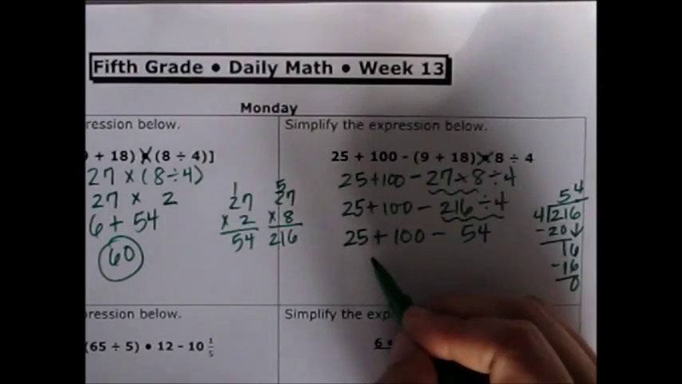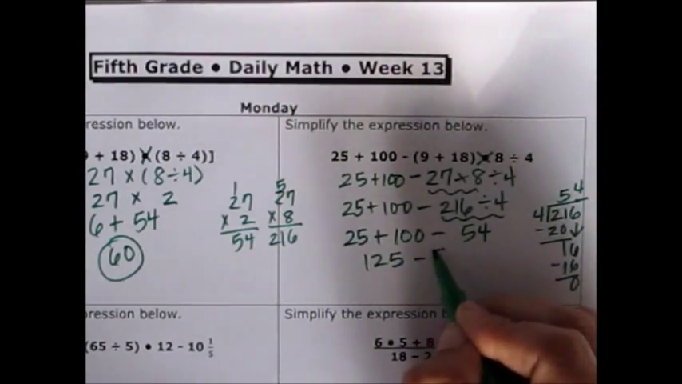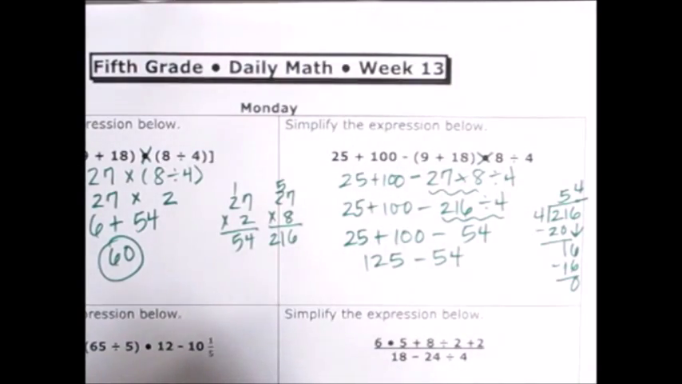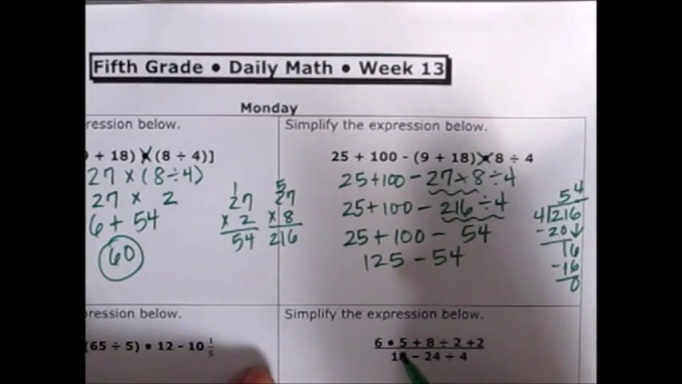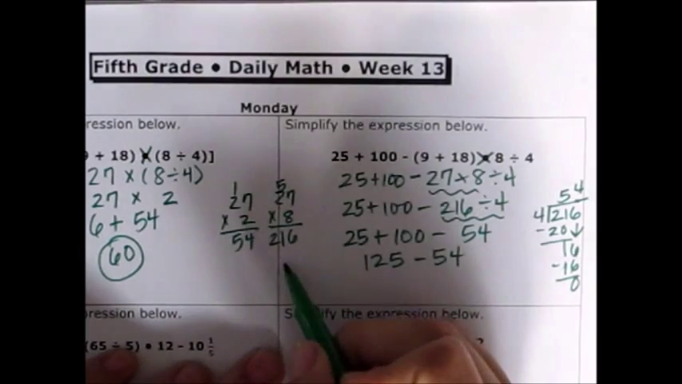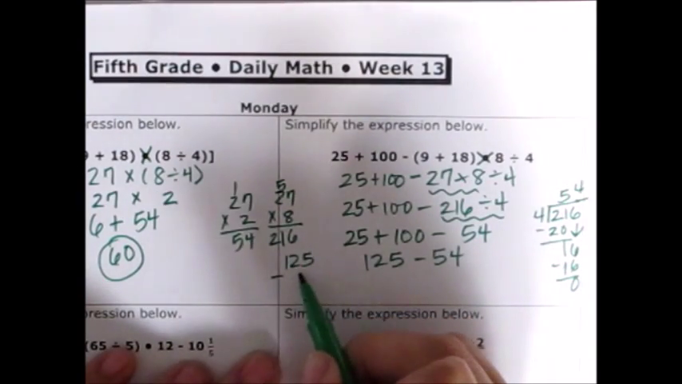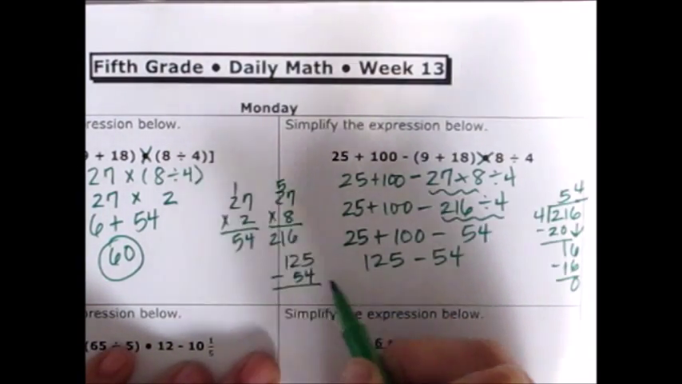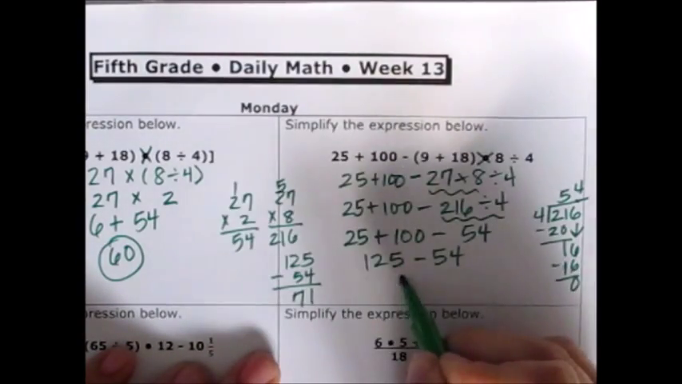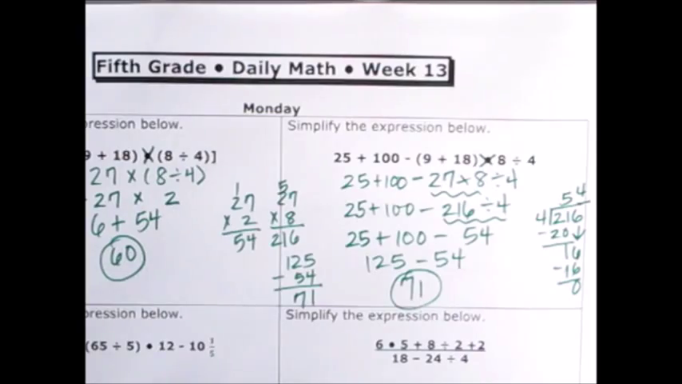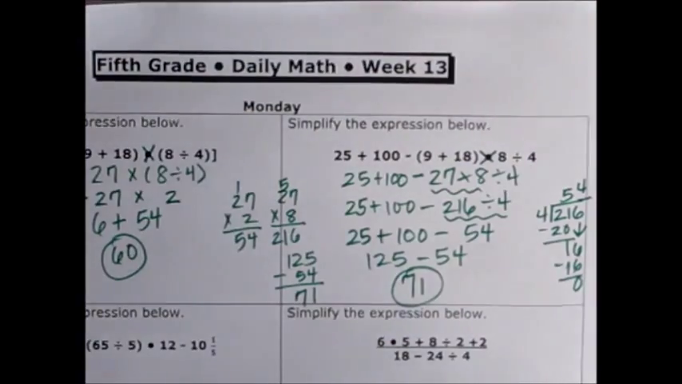25 plus 100. Okay. And then I'm doing my last one. 125 minus 54. 5 minus 4 is the 1. 12 minus 5 is 7. So my answer is 71. Cool. All right, let's move on to the next one.